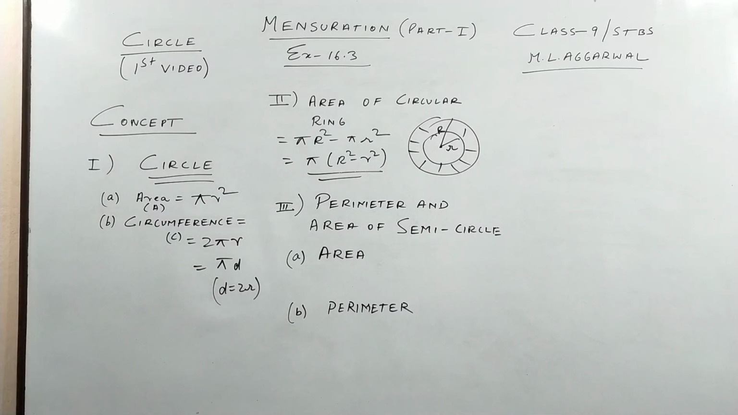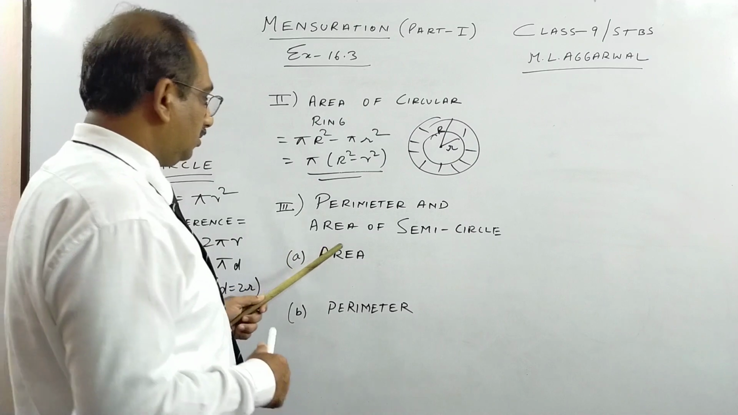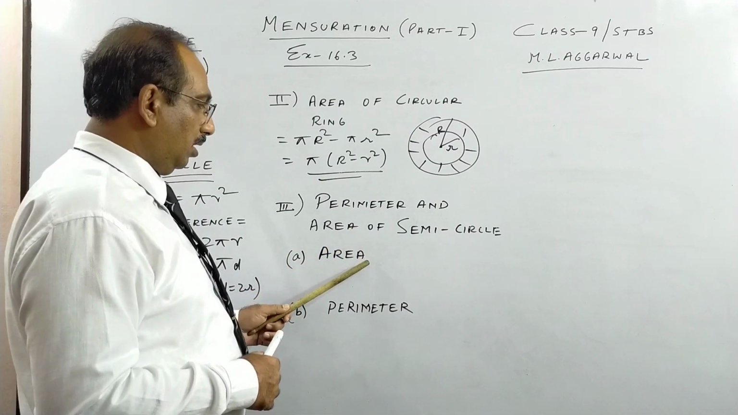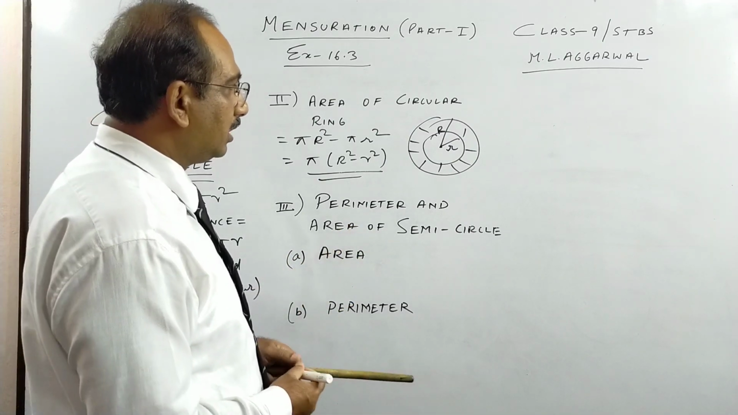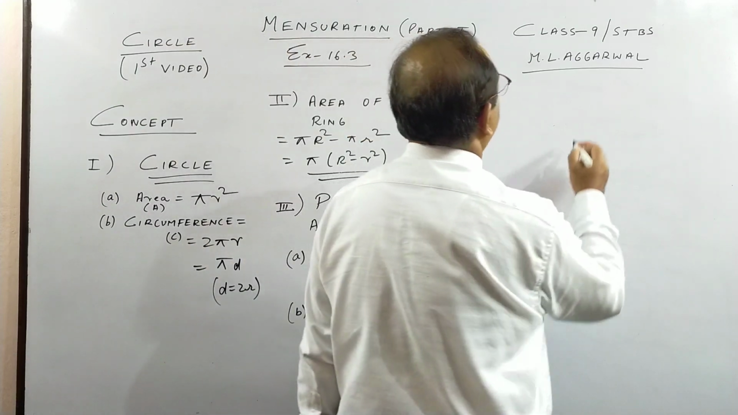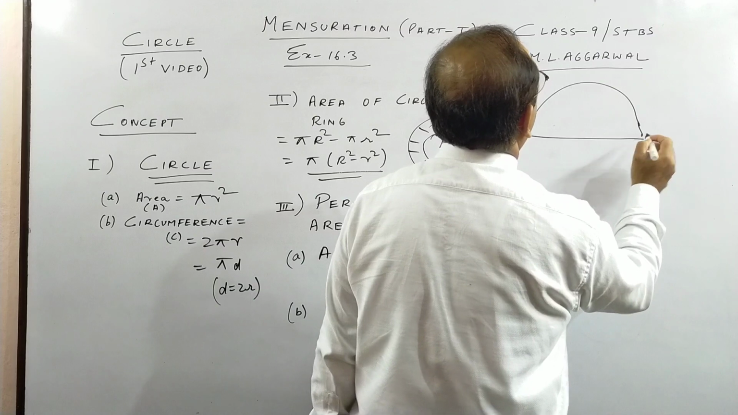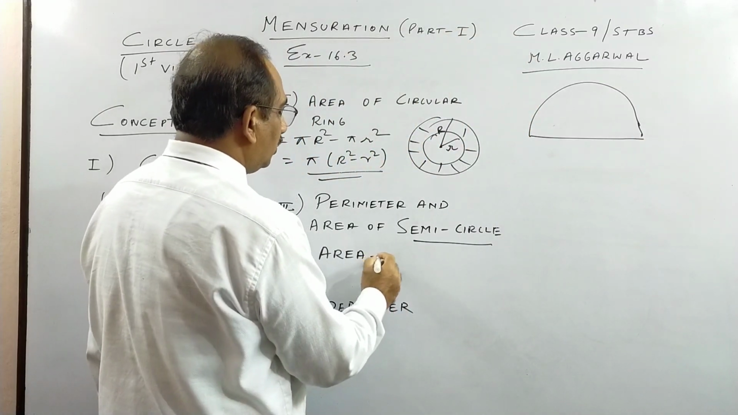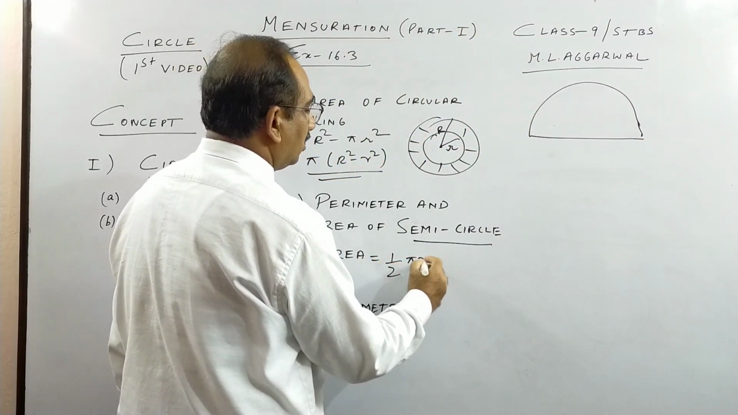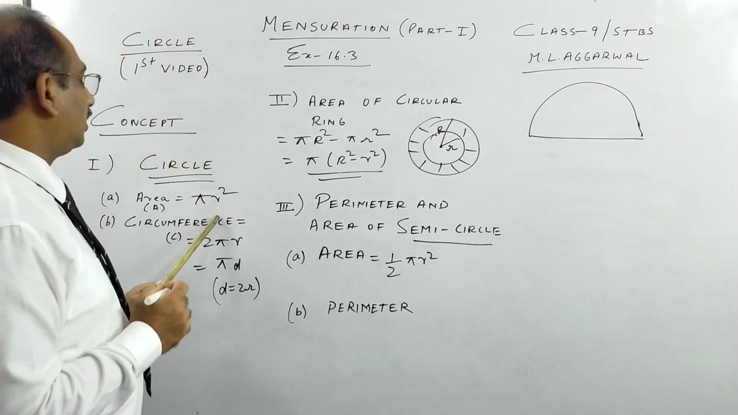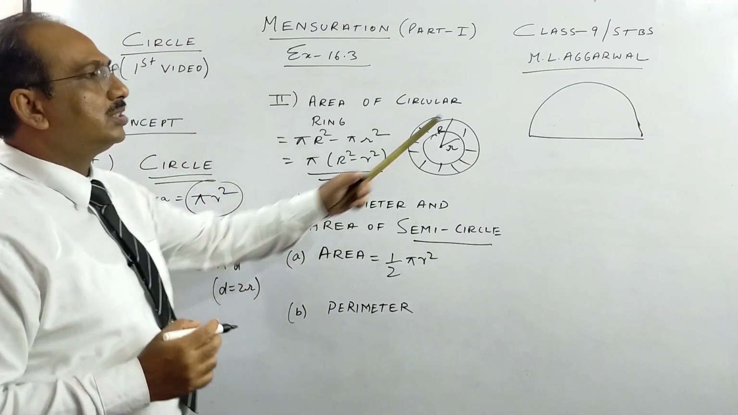So now I will explain how we find the area of a semicircle. Children, semicircle means half circle. If this is a half circle, the area will be half pi r square, because the full circle's area is pi r square. So this is half the area.